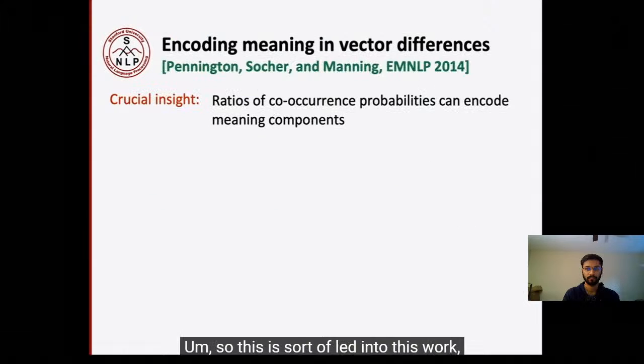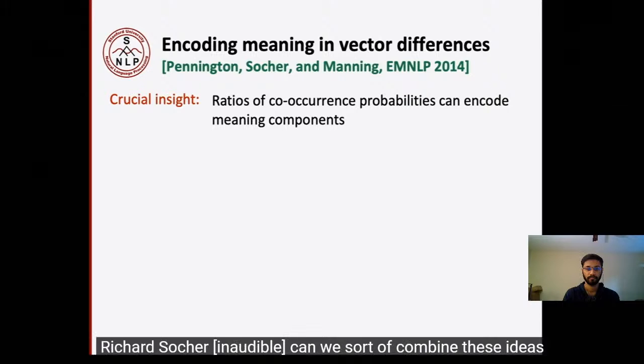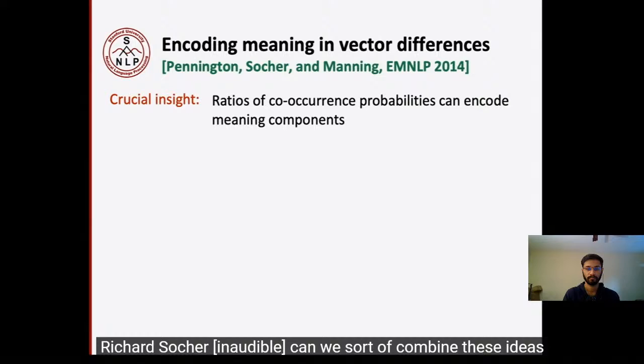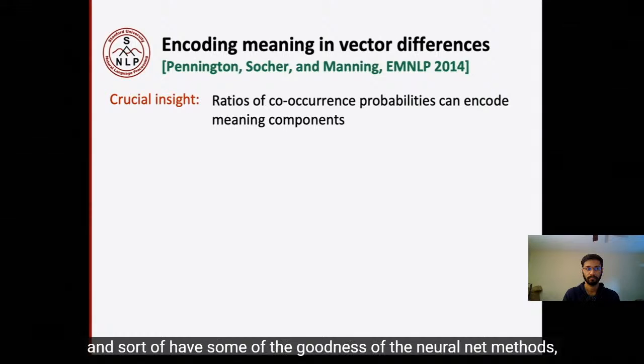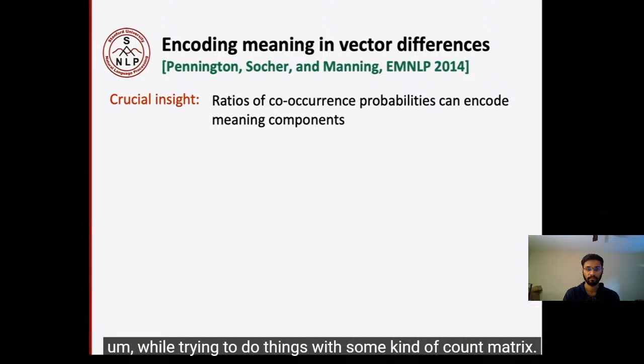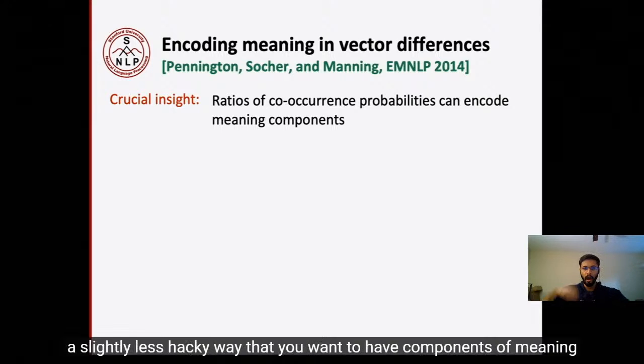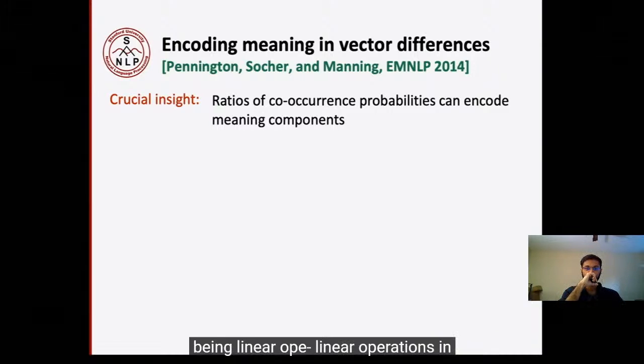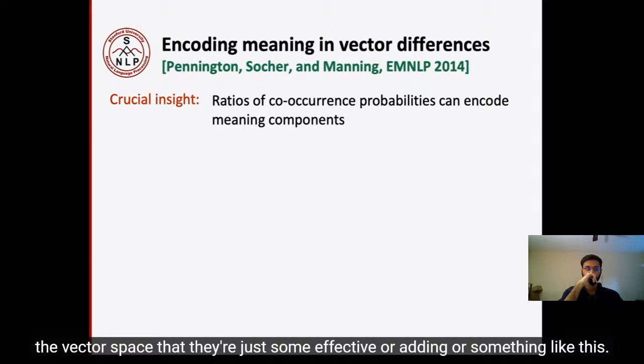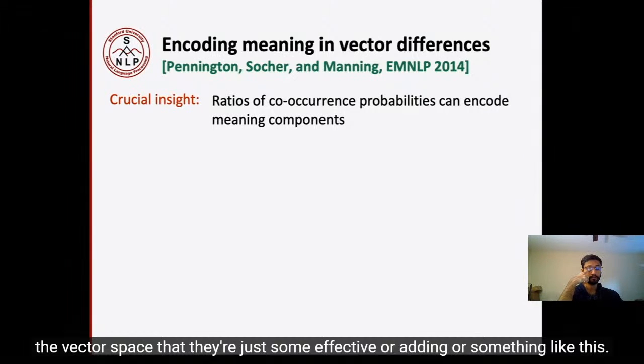So this led into the work that Jeffrey Pennington, Richard Socher and I did: can we combine these ideas and have some of the goodness of the neural net methods while trying to do things with some kind of count matrix? In particular, we wanted to get the result in a slightly less hacky way, so that components of meaning are linear operations in the vector space, just some vector you're adding.